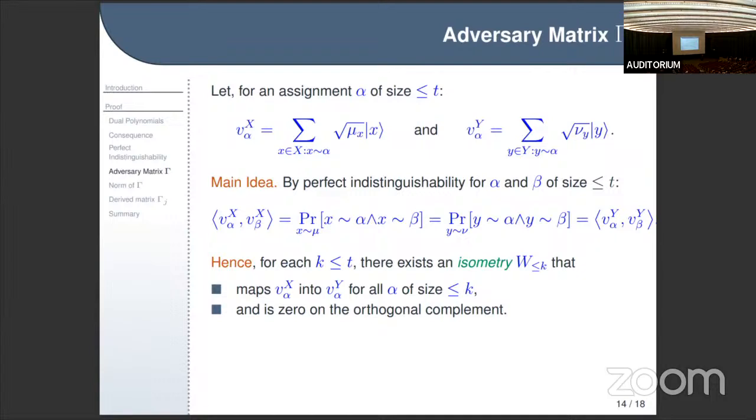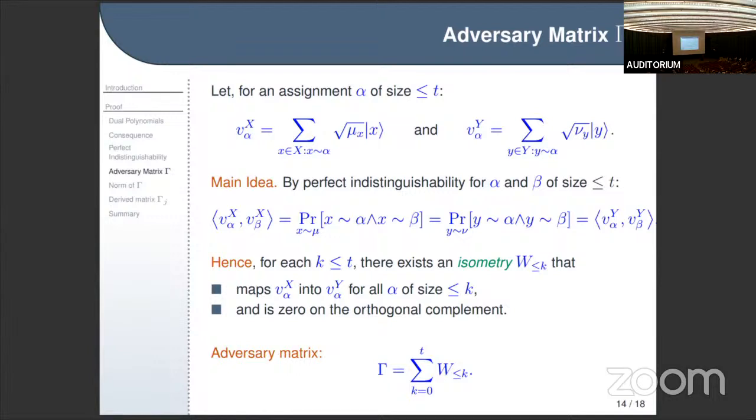So it's a well-known result. Since inner products agree, there exists an isometry, also assuming that it is 0 on the orthogonal complements of the span of these vectors. This is actually the main reason why we need perfect indistinguishability: to obtain this isometry. And so the adversary matrix is just the sum of these isometries. Well, as easy as that.